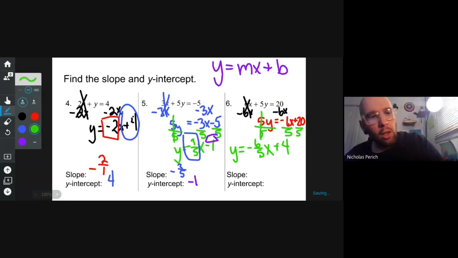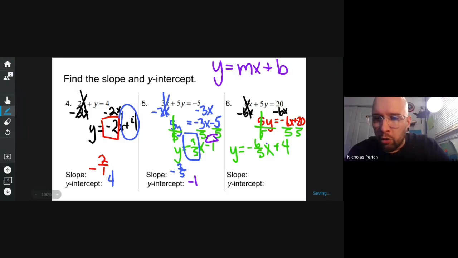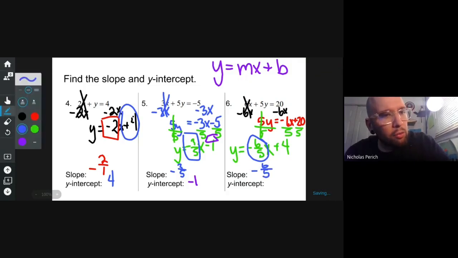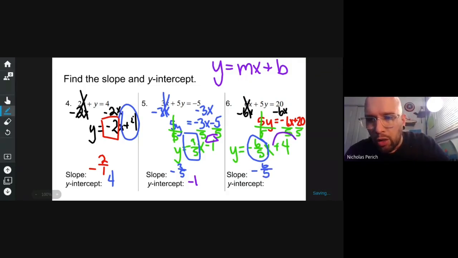Is y all by itself now? Sure is, which means the number in front of x is my slope, so my slope is negative 6 over 5. And the number that's floating around is my y-intercept, so 4 is my y-intercept. Okay?